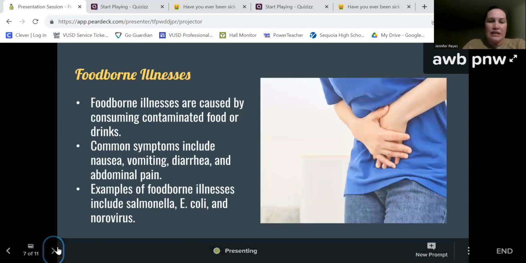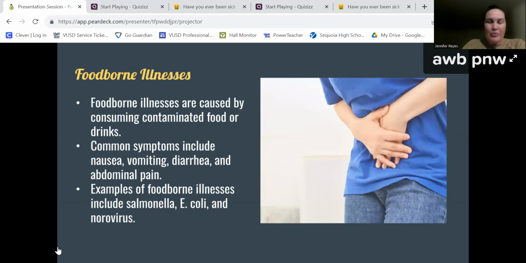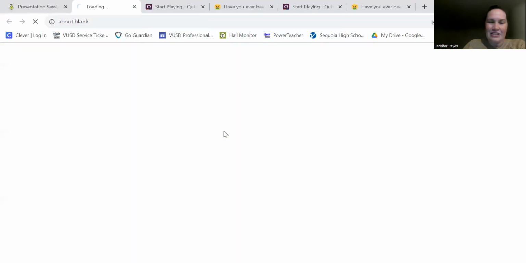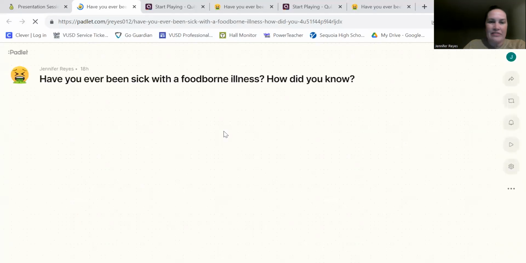Next, foodborne illnesses. What are they, and what are the symptoms, and what are the common names for them? We'll talk about that, followed up by has it happened to you? Here is where students can link to Padlet and they can share their experiences with foodborne illnesses. The question is, have you ever been sick with a foodborne illness? How did you know? And here, students can share their experiences.